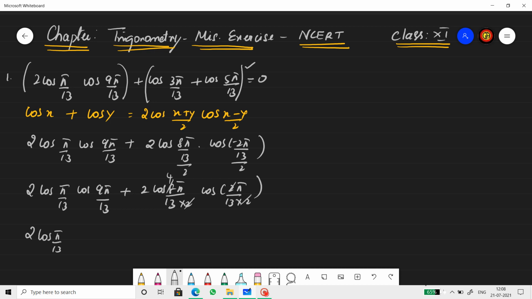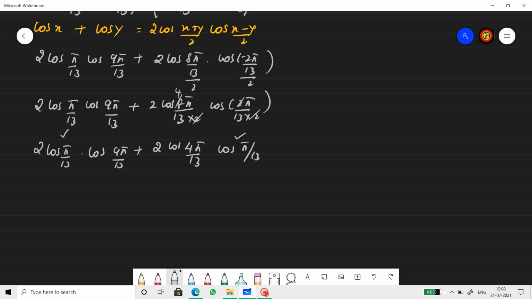What is remaining now? 2 cos pi by 13 into cos 9 pi by 13 plus 2 cos 4 pi by 13 into cos pi by 13. Now, as you can see, we have cos pi by 13 common. Not just that, there is also 2 that is common. So let's take 2 and cos pi by 13 common out. Remaining is cos 9 pi by 13 plus cos 4 pi by 13.